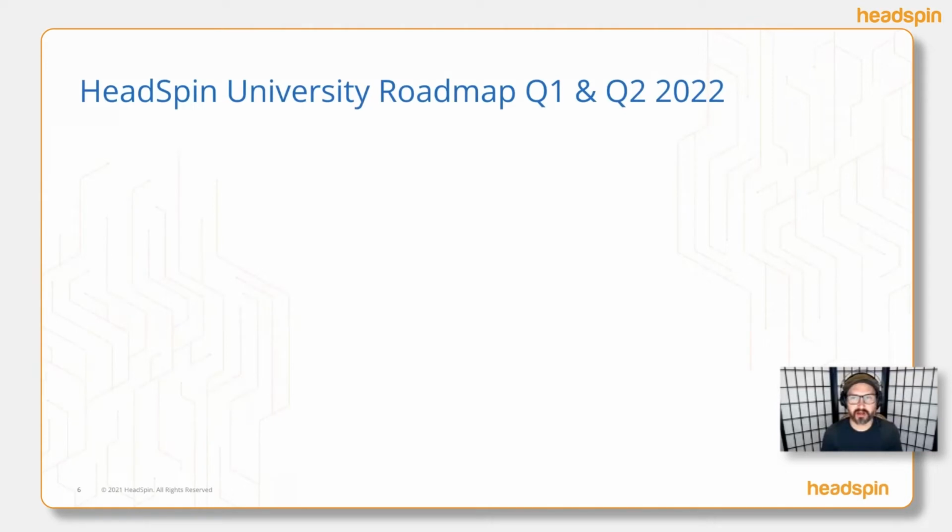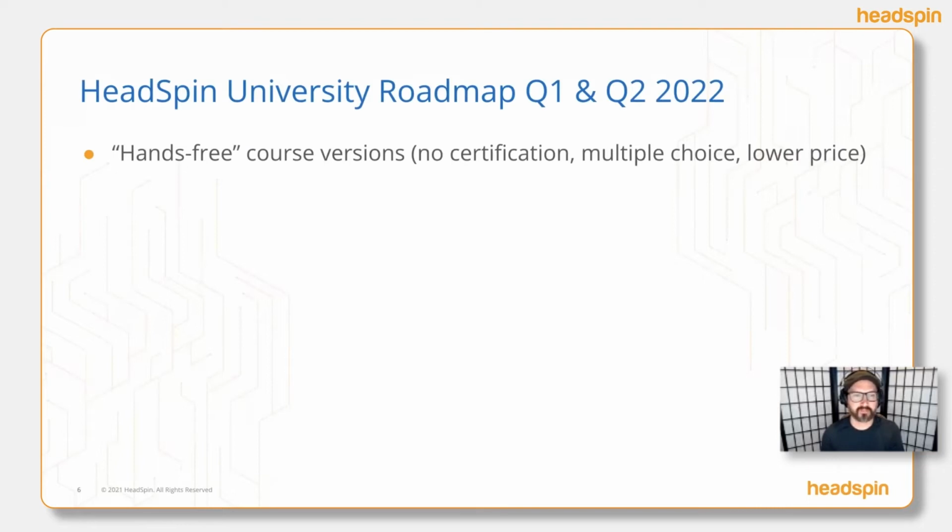I'll just finish up with what we're looking to achieve in the next little bit with HeadSpin University, and then if you have any questions about HeadSpin University, we can pause before I move on to the next section. Despite the fact that I've been talking a lot about how valuable our hands-on challenges are, we are actually looking at offering a version of the course, and courses, that are evaluated by multiple choice and don't require manual grading. Part of the reason is that there are some scaling challenges with the hands-on version of the course.